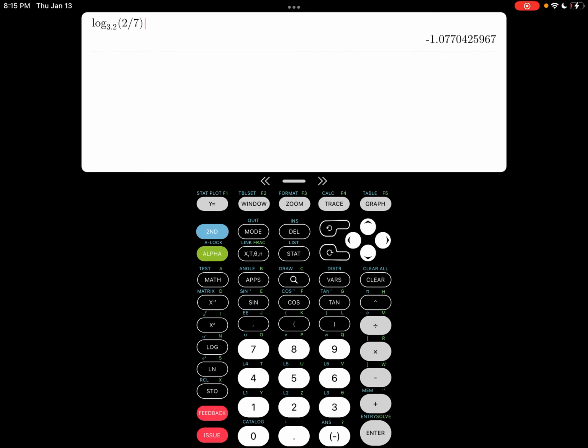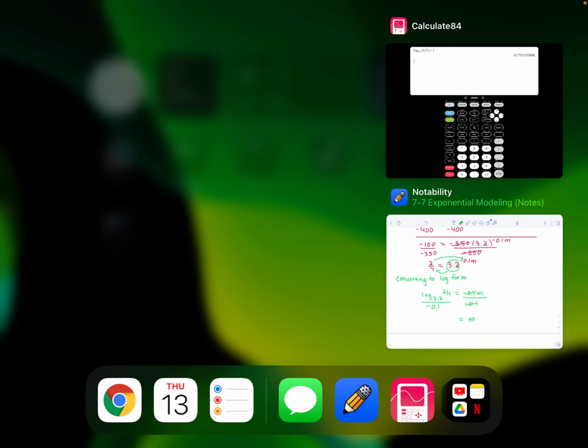Okay, so I have a log with a base of 3.2 of 2/7. And now I'm going to divide this by negative 0.1. And we get 10.77.